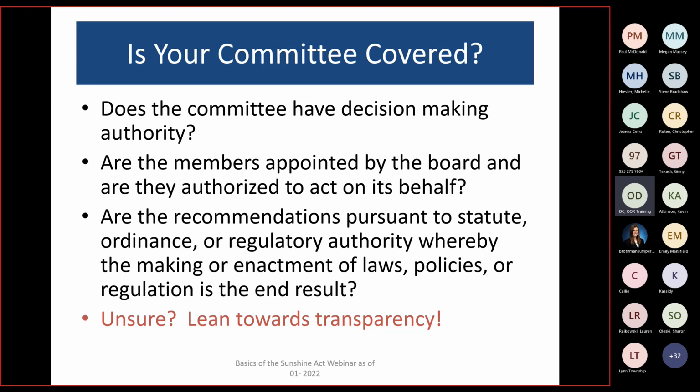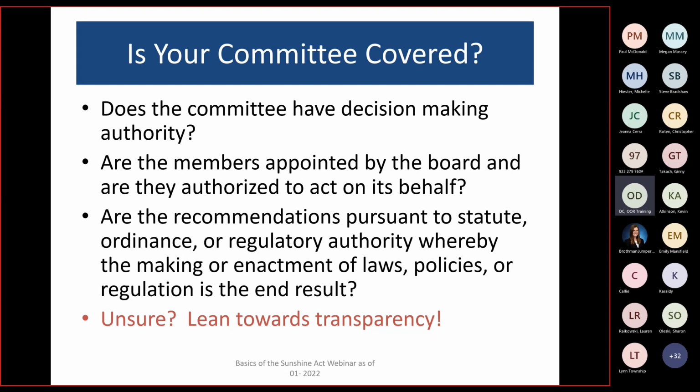And in this particular case, are the recommendations made by the committee pursuant to statute, ordinance, or regulatory authority, whereby the result is the enactment of laws, policies, or regulation? Okay. To me, that really cuts to the quick here. This is the most important thing that I look at when asked, is this committee subject to the Sunshine Act? Because that committee, in turn, goes back to the elected board and makes recommendations as to a course of action.